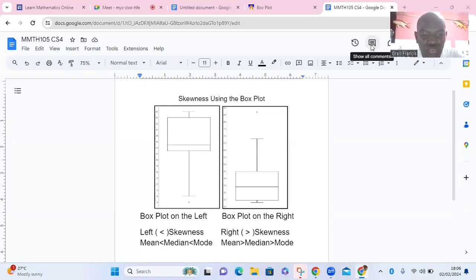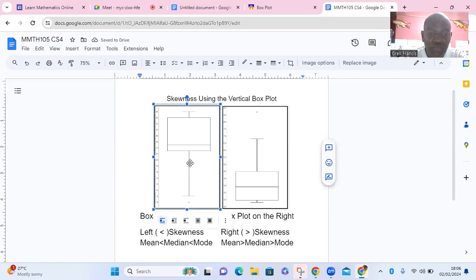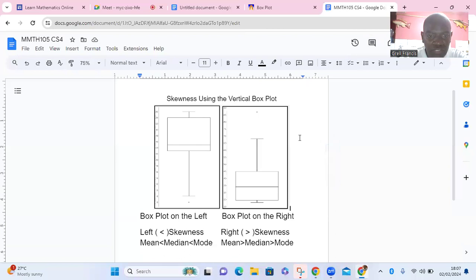This video is to explain the skewness when you have a vertical box plot. So let's start with the box plot on the left. As you can see, the box of the box plot on the left is on the higher end of the scale. And to achieve normalization, the box would have to shift downwards.